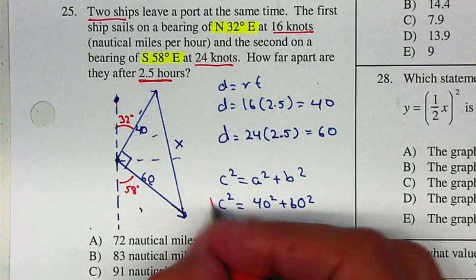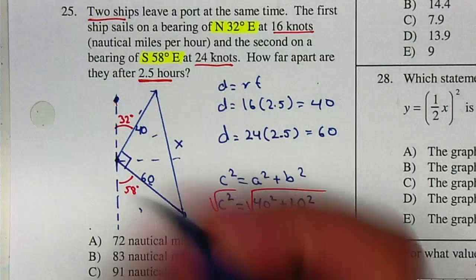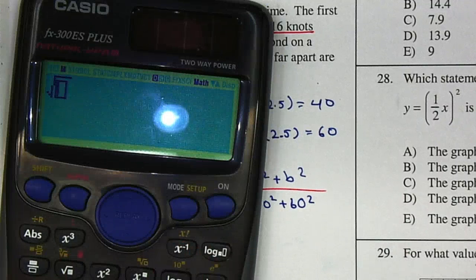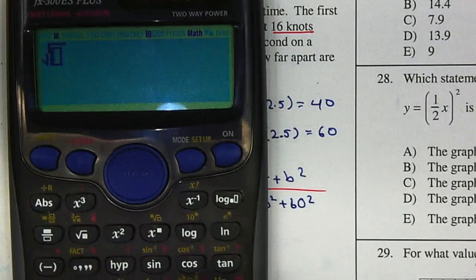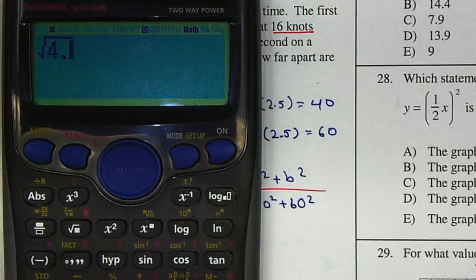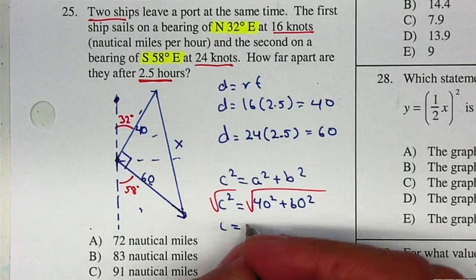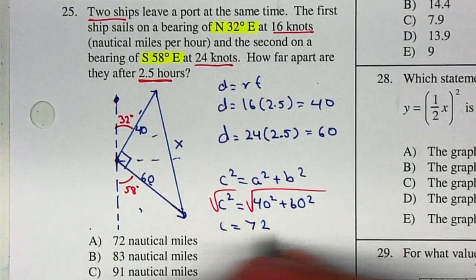I'm going to take the square root on both sides to cancel it. So therefore C is equal to the square root of 40 squared plus 60 squared, which gives me 72, which is letter A.